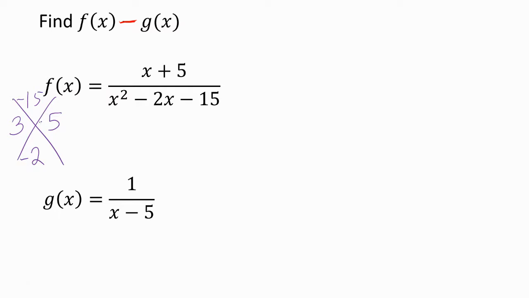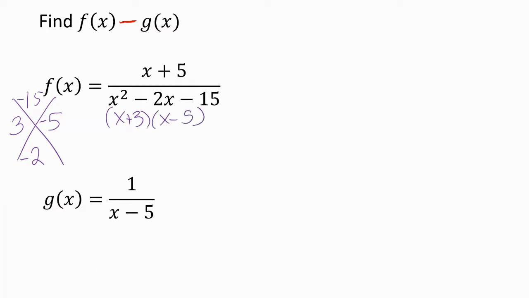So the 5 is the bigger number. So the 5 has to be negative because 3 minus 5 is negative 2. Also, sometimes a hint is look at the denominator of the other one, and usually that gives you a good hint. So it's going to be x plus 3 and x minus 5.